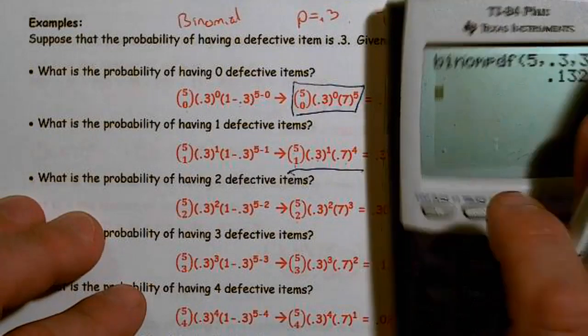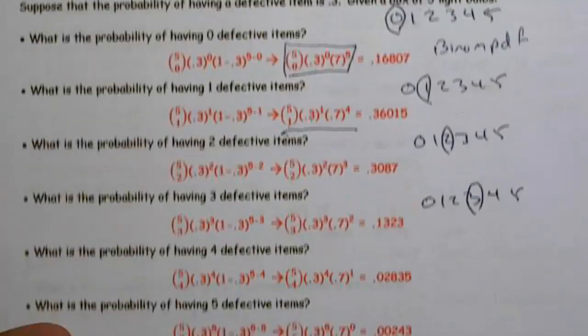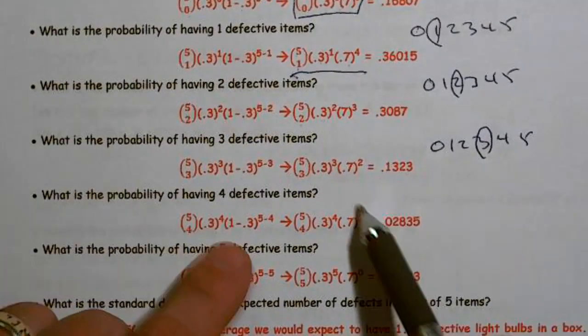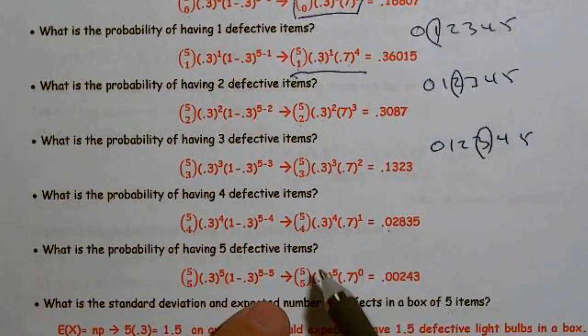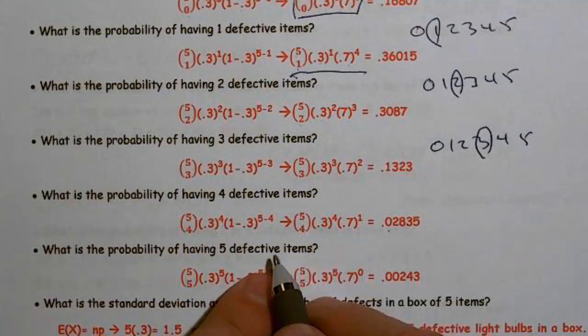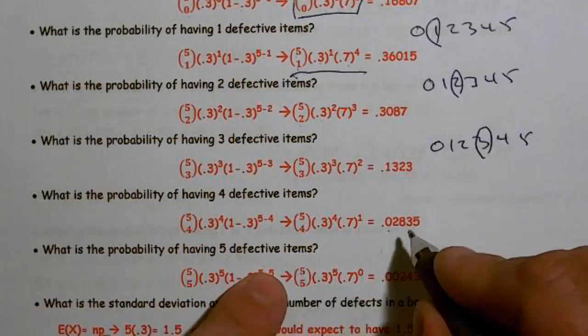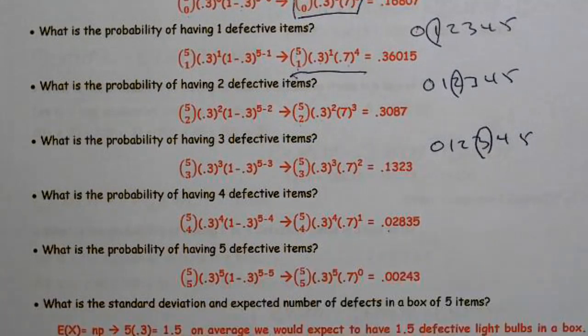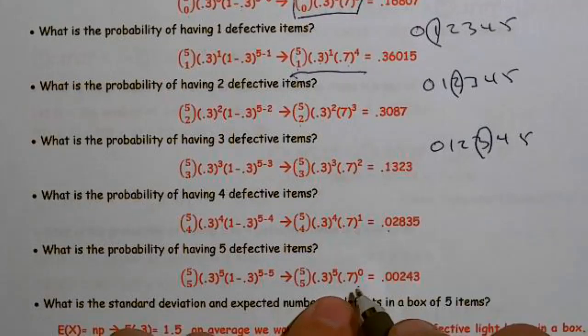And we get 0.1323. I'm going to skip down to the last one, because we can see that 5 choose 4 is going to work the same way. If we had 5 choose 5, it also works the same way. It says, what's the probability of having 5 defective items? Once again, we have a fixed number of trials, which indicates to me that it's probably going to be a binomial. We know that the probability is 0.3 because they told us that previously. And this is going to be written just like this.